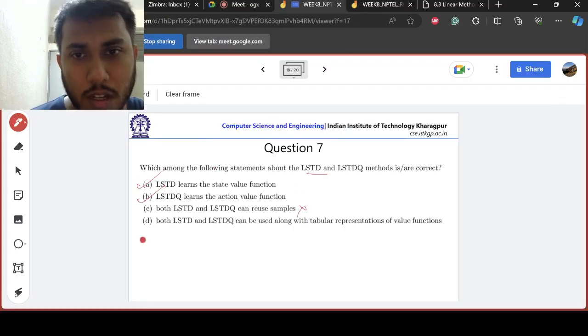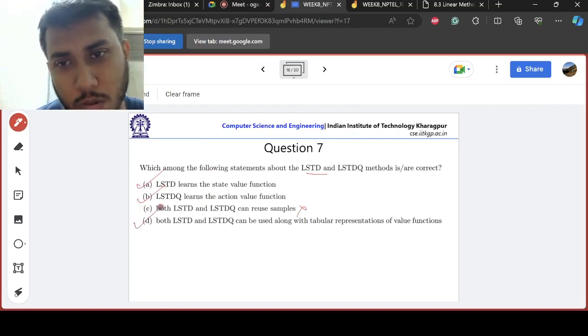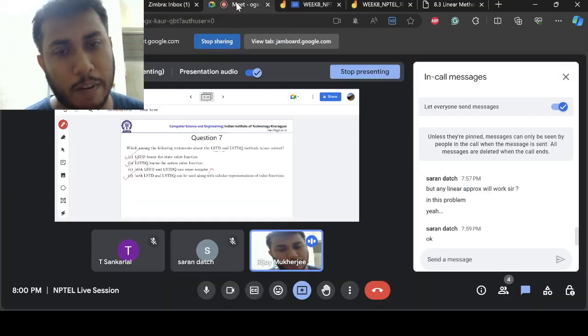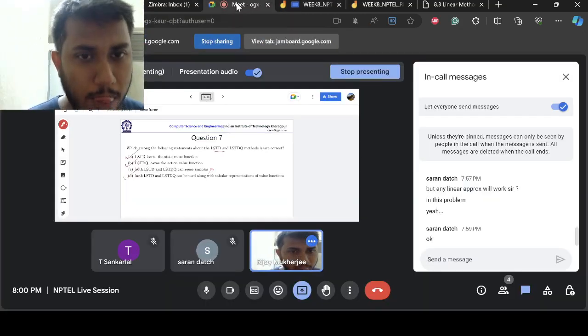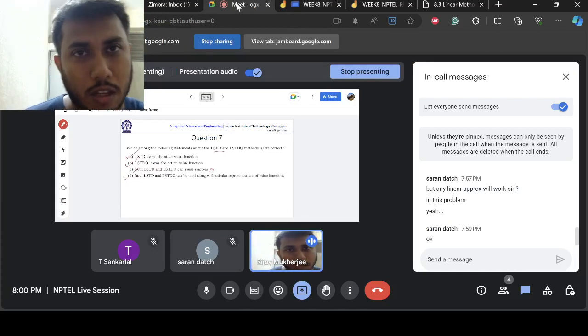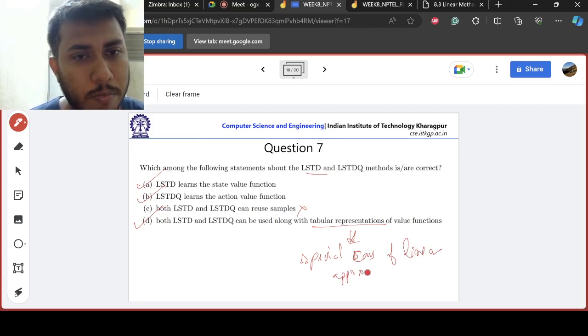And both LSTD and LSTDQ can be used along with tabular representation of value function. True. You can use it because tabular representation is a special case of linear approx.